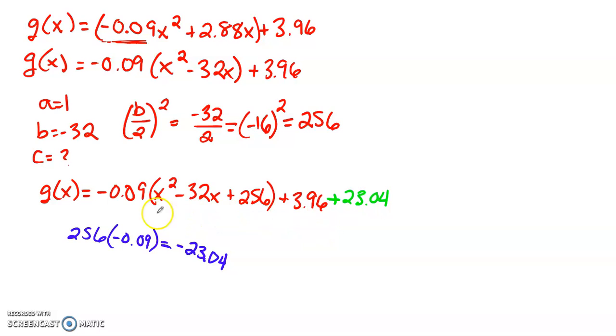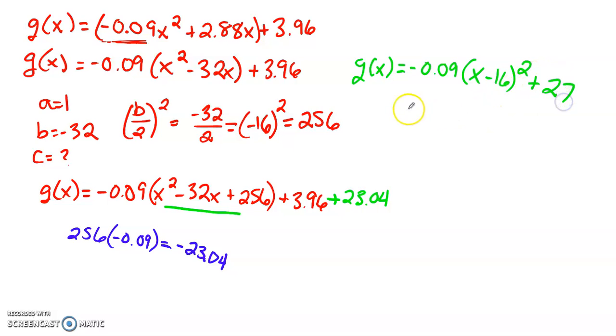So now let's simplify this. Let's factor this. Let's add those things together for our final answer. Okay, in order to factor this out, it's your b divided by 2. We did that up here, negative 16. So we got x minus 16 squared. And then when I add those together, I get plus 27. So here's my vertex form. Again, my h and my k are my vertex.